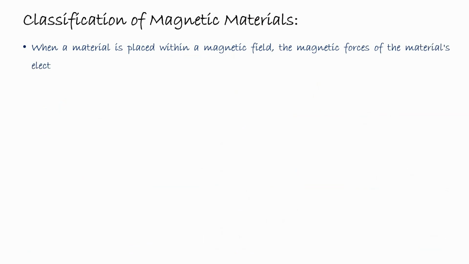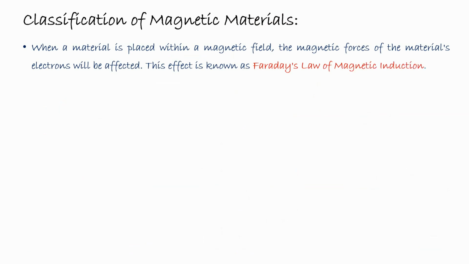Now the classification of the magnetic materials. When a material is placed within a magnetic field, the magnetic force on the material's electrons will be affected. This effect is known as Faraday's law of magnetic induction. That means if any material is placed within a magnetic field, then the electrons within the material will be affected by this magnetic force. This effect can be described using Faraday's law of magnetic induction, which we will discuss later.